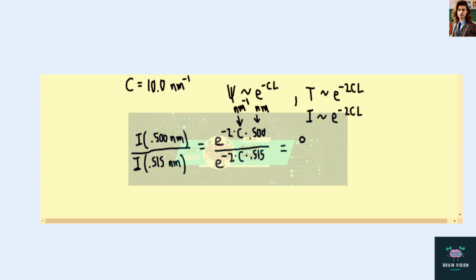And we now have e to the minus 2 times 10 times 0.500 over e to the minus 2 times 10 times 0.515. And due to the properties of exponentials, you can also write this as e to the 2 times 10 times 0.015. And this will equal a ratio of 1.35.